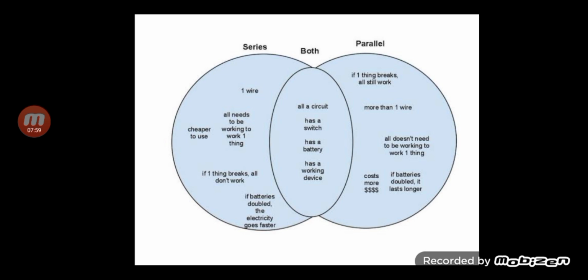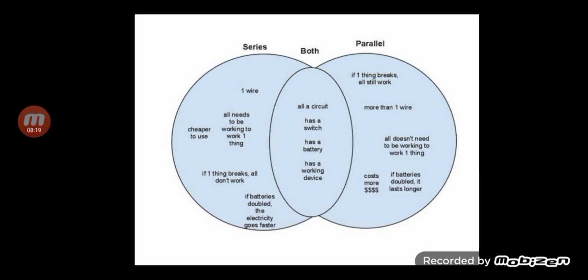Series circuits are cheaper to use because fewer components are needed, and fewer wires are used. All need to be working for one thing to work. In parallel, all don't need to be working for one thing to work. If one thing breaks in a series circuit, all don't work.